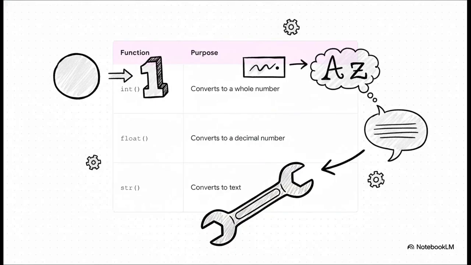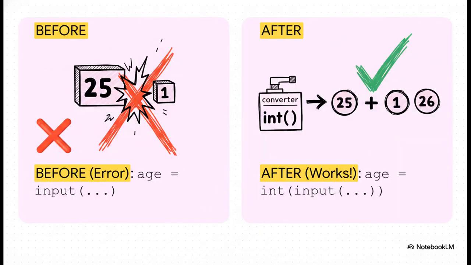And these are our main tools for the job. We've got int to turn things into a whole number or integer. There's float for decimal numbers, and string can even turn a number back into text if you need it to. For our age problem, that int function is exactly what we need. Now just look at the difference here. On the left, you've got our broken code. On the right, the fix.